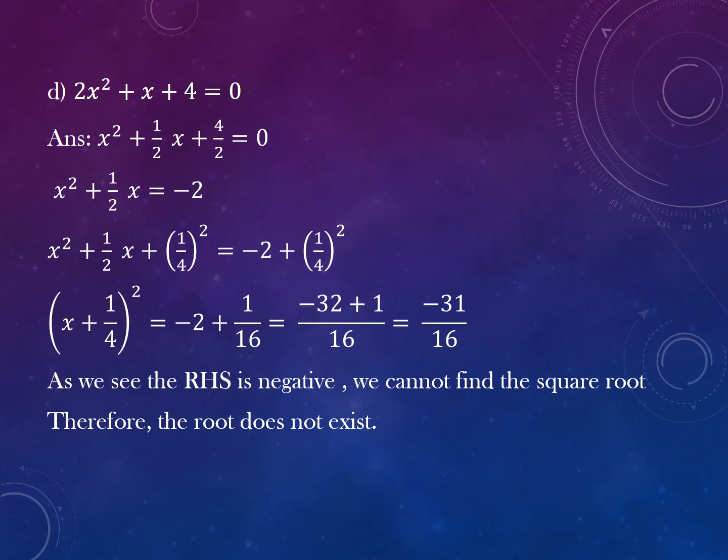Actually, we need to write the right side also as a square term. Being negative, we cannot write it as a square term. So here we cannot find the roots as the right side is negative. That is why they are given the question, find the roots if they exist. Here the roots do not exist.